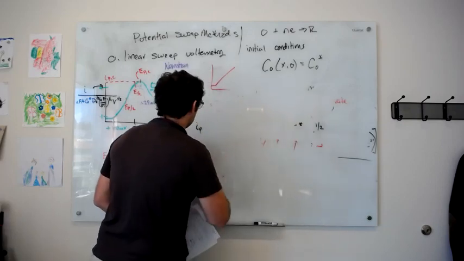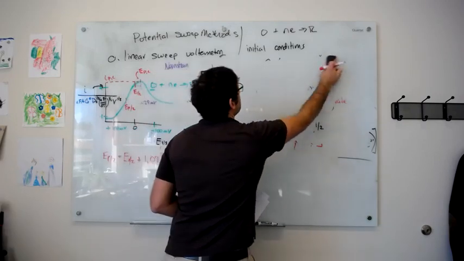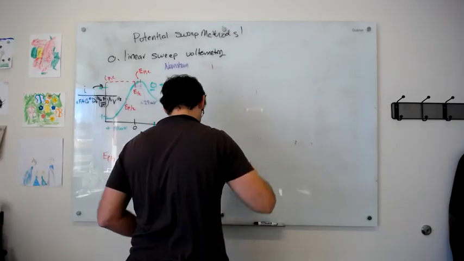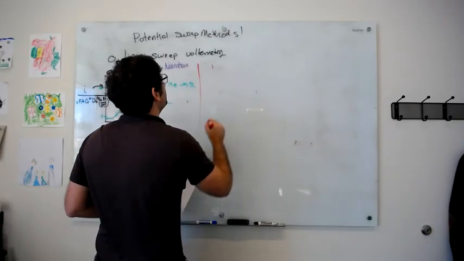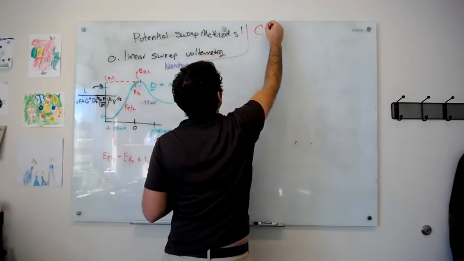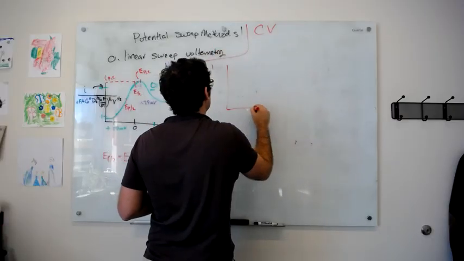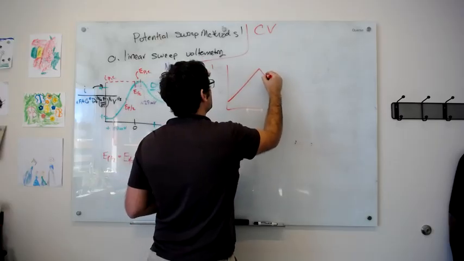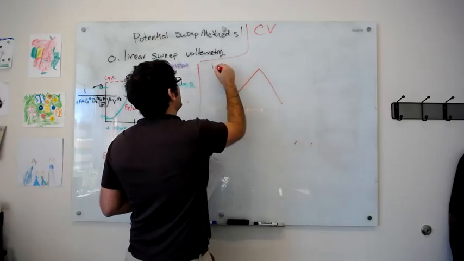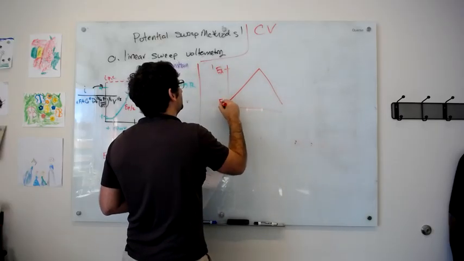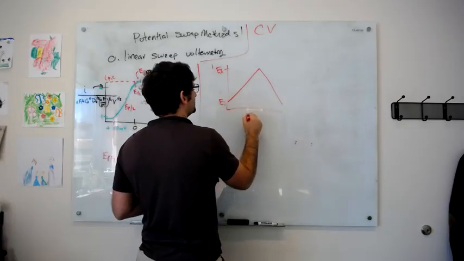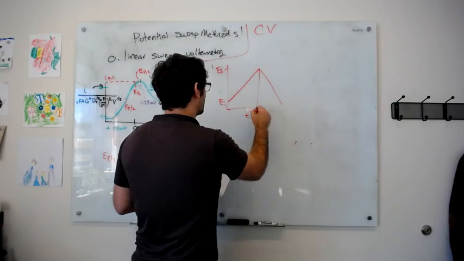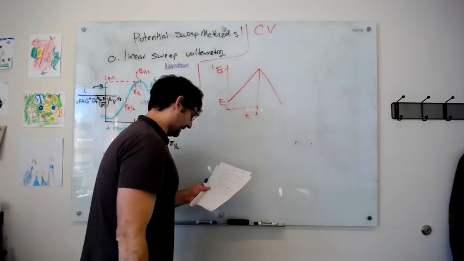Cyclic voltammetry is very similar, except we're going to do a potential reverse step. So let's do CV. And now I'm simply going to scan the potential in one direction and then reverse back. And we define this as E lambda, E_i, and this is time. We'll call this lambda, time equals lambda.